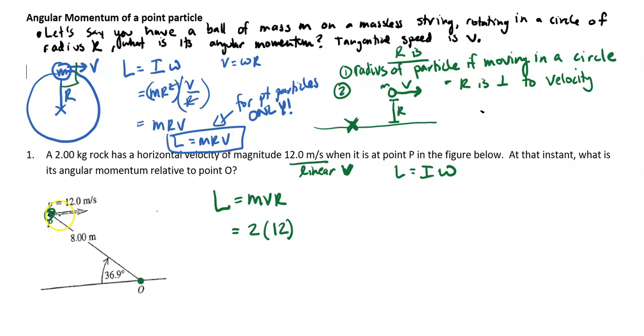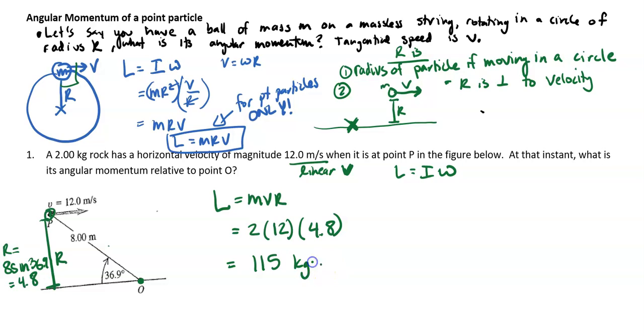Again, the radius is going to be perpendicular to the velocity and perpendicular to the line parallel to that velocity. So this line right here is your r. How do we find that? That is going to be some fun tricks. So r is going to be, let's see, opposite over hypotenuse. So r is going to be 8 sine of 36.9, which when I plug that in, I get about 4.8. Cool. So let's plug that in. That's 4.8, and then I have 115 kilogram meters squared per second.